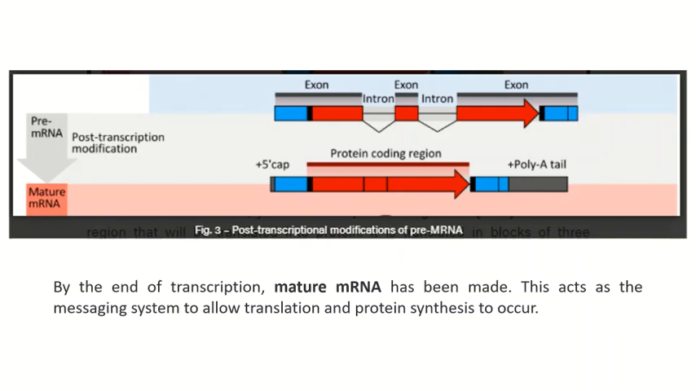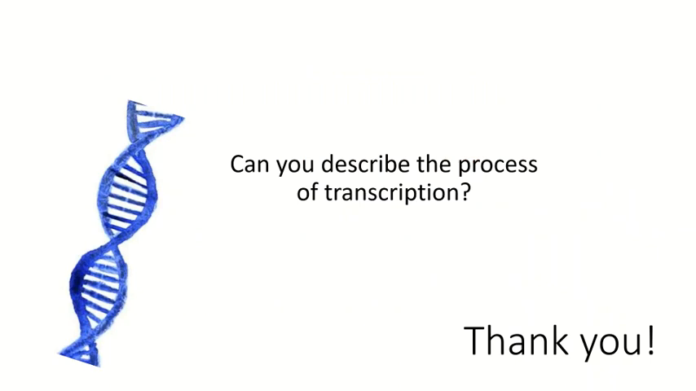So by the end of transcription, mature mRNA has been made, and this acts as the messaging system to allow translation and protein synthesis to occur. The basic question for this transcription is, can you describe the process of transcription? Can you name the three main processes for the transcription? If you can answer those questions, then you have already mastered this transcription.